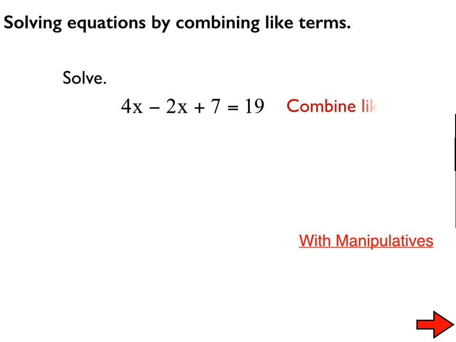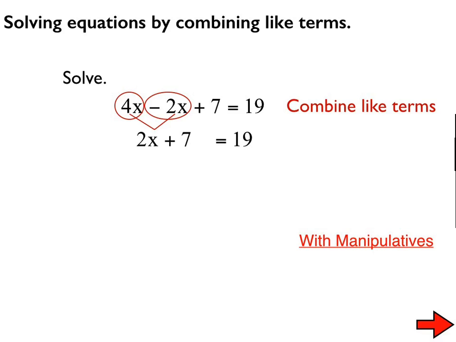And so what we would want to do is combine like terms first. And just like with regular combining like terms problems, I'm going to use shapes to highlight them. So what does 4x minus 2x simplify to, a positive 4x and a negative 2x? 2x. So what this equation of 4x minus 2x plus 7 equals 19 turns into is 2x plus 7 equals 19. Now we've created a two-step equation.